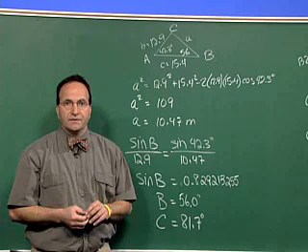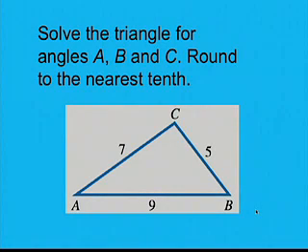Well, now I would like you to try a problem in which you are given the lengths of all three sides. Solve the triangle for angles A, B, and C. Round to the nearest tenth. And you can see the triangle. You have the sides 5 opposite A, 7 opposite B, and 9 opposite C. Pause the video to work on this problem, and when you are finished, restart the video to check your answer.